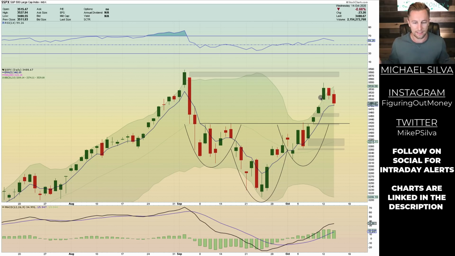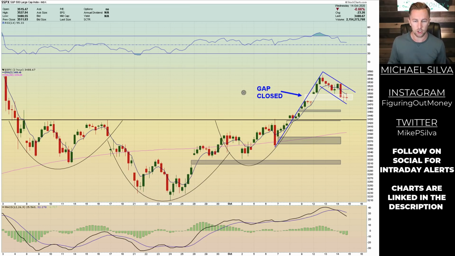So not saying that that's what's going to happen, and I'll show you here on the 2-hour time frame a couple concerns that I have, and a more bullish type scenario that I have. So here is the 2-hour time frame.